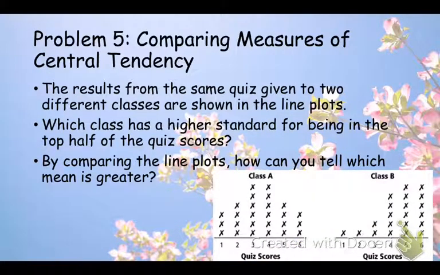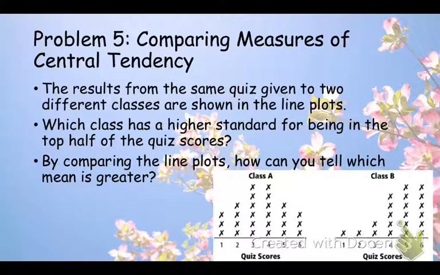All right, so for number 5, the quiz results are on our line plots here. We've got class A and B, we've got quiz scores, and we are looking for which class has a higher standard for being in the top half of the quiz scores. By comparing the line plots, can you tell which mean is greater?